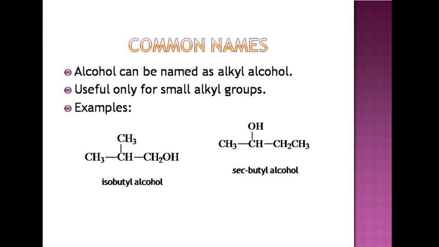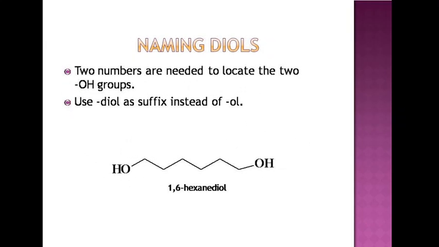Alcohols can also be named by the common name, where the parent alkane's E is changed to YL, and then alcohol. For example, isobutyl alcohol, secondary butyl alcohol, ethyl alcohol, propyl alcohol. These are the common names for the alcohols.